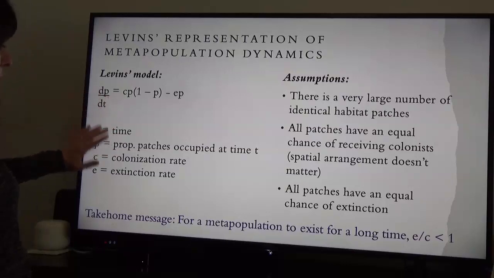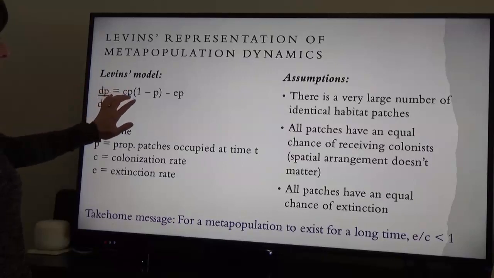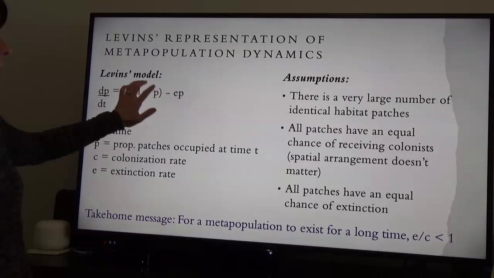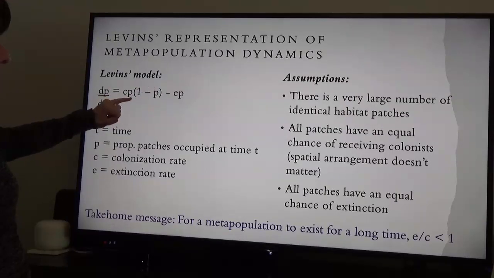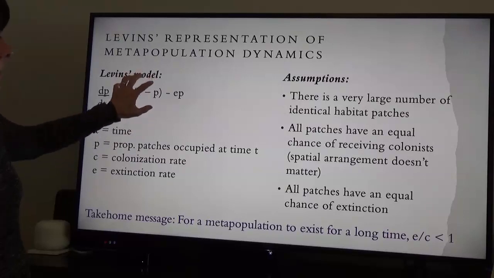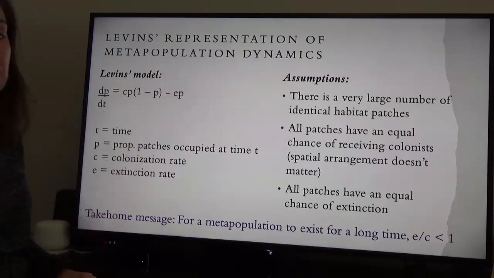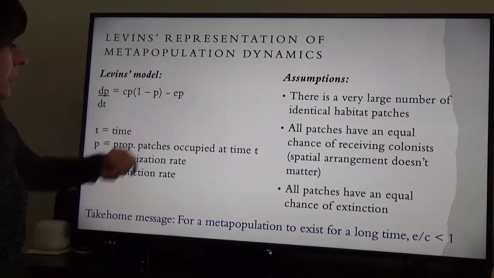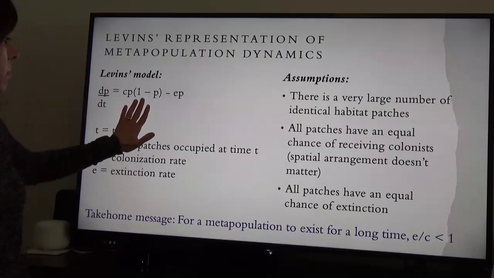equation. So the change in the proportion of patches occupied at time t over the change in time. So here we have a rate, which is a function of colonization of empty patches. So c is our colonization rate, p is the proportion of patches occupied at time t, and this is our proportion of patches not occupied at time t. So here we have our colonization function of the model. Here we have our extinction function of the model. So our rate of extinction times the proportion of patches occupied at time t. Okay? So two components in this model.